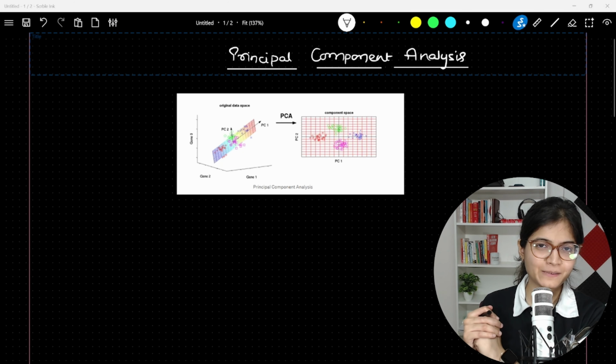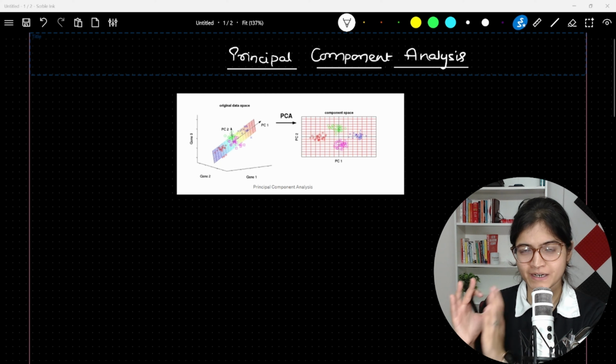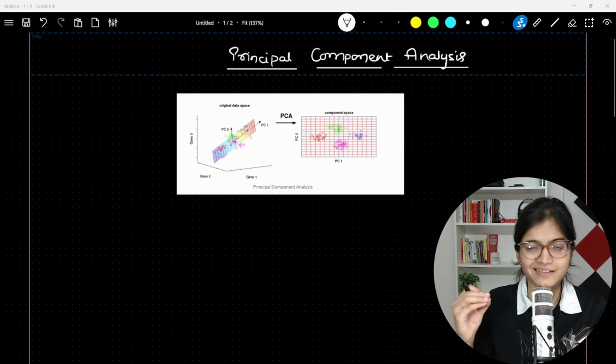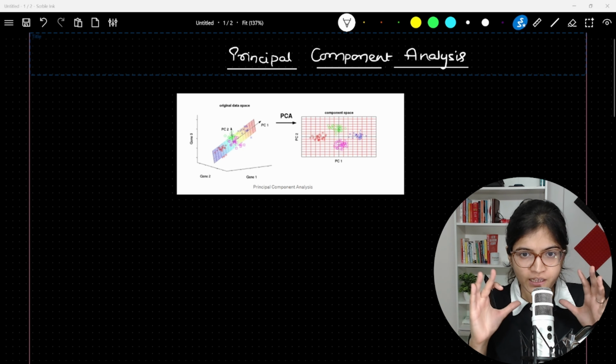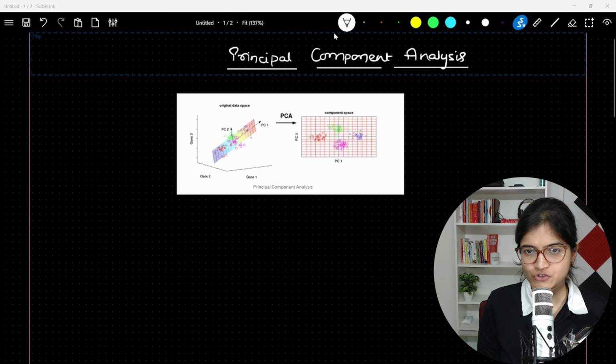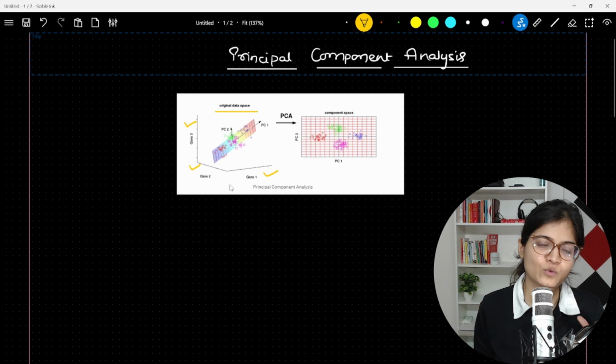So now let's deep dive into the mathematical intuition of PCA, principal component analysis, right? I hope this particular part is pretty much clear, that this is a technique which is basically helping me to reduce the number of dimensions. For example, in this particular picture, you can see that we have an original data space, which is of 3 dimensions, right? You can see maybe X, Y, Z.